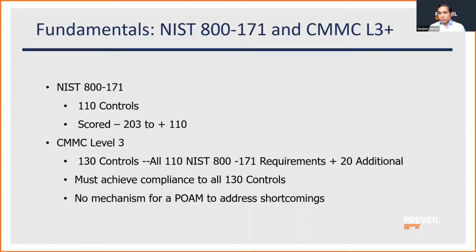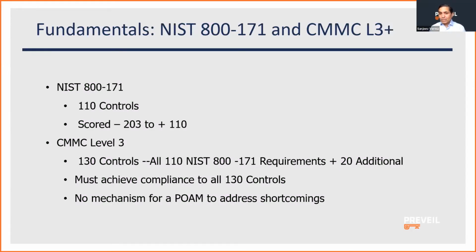Another big difference between NIST 800-171 and CMMC is that, as Harry had alluded to, while in NIST 800-171 purely, if you are not meeting a perfect score of 110, you are allowed to come up with a POAM, a program of actions and milestones to remedy the deficiencies. And you hope that the agencies that are interested in certifying you accept that program.